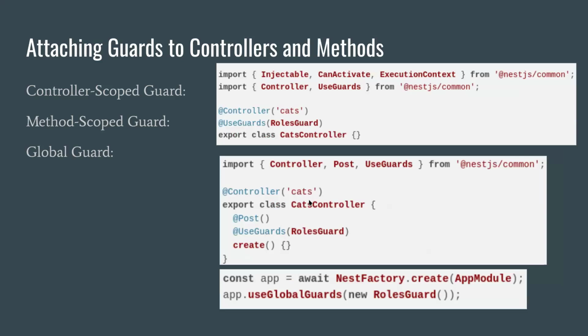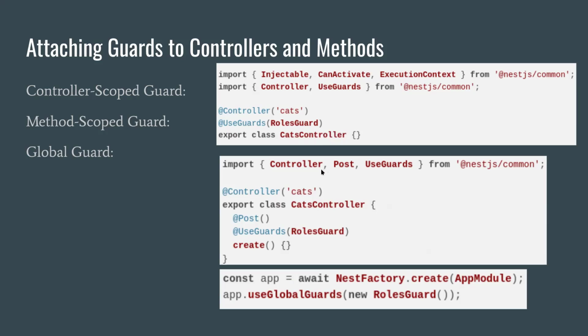Attaching guards to controllers and methods. Guards can be applied at various levels in your application: controller scoped, method scoped, or globally scoped. Here is an example of a controller scoped guard. In this example, the roles guard is applied to the entire Cats controller, meaning it will affect all methods within this controller.